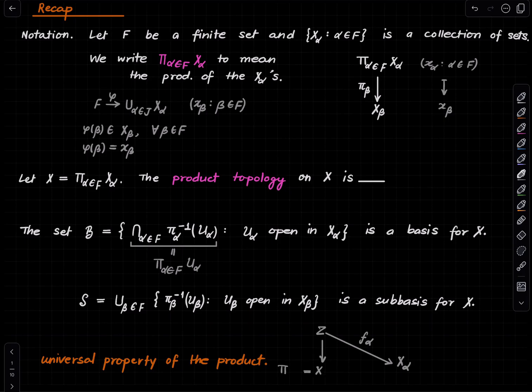There is a unique continuous function to the product of all of them, such that this diagram commutes. So once you have defined continuous maps into each of these spaces, you have stitched them together uniquely. There is only one way to stitch all those maps together to map into this big object, certainly a bigger object than each of these X alphas. So stitch them together to get a unique map such that this diagram commutes. So that was the universal property.